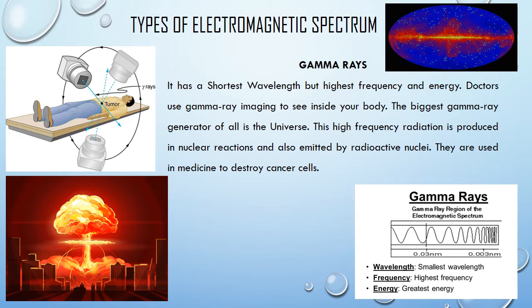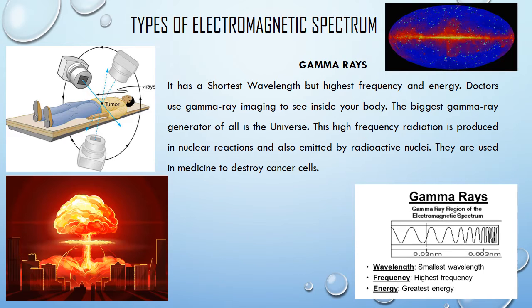The next electromagnetic spectrum is the gamma rays. This is the last type of electromagnetic spectrum. It has the shortest wavelength but the highest frequency and energy. Doctors use gamma ray imaging to see inside your body. The biggest gamma ray generator of all is the universe.